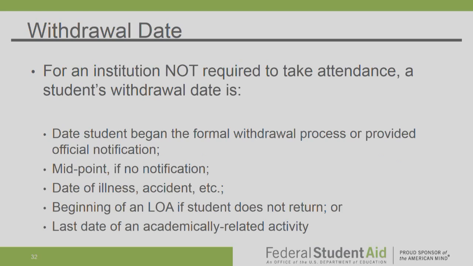So for an institution that's not required to take attendance, a student's withdrawal date is one of several things. It could be the date that the student began the formal withdrawal process or provided official notification to the school. It could be the midpoint if the student is an unofficial withdrawal and leaves without notifying you. It could be the date of the student's illness or an accident or something like that, if that applies. It could also be the beginning of a leave of absence if the student never returns from the leave of absence. Or, and this is an important one, it could be the last date of an academically related activity, if you can document that activity.